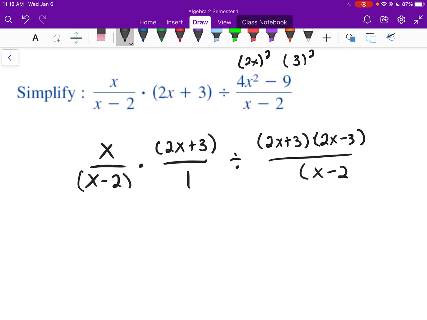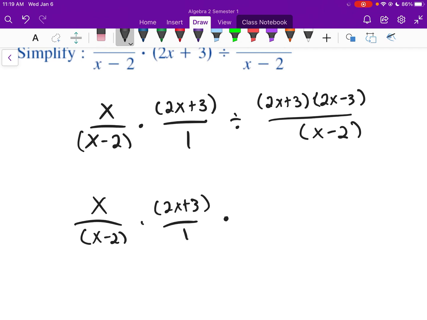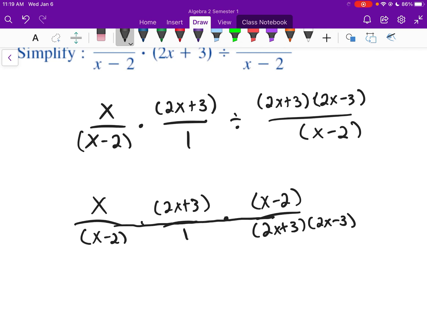So then at this point, okay, anytime I see division, I'm going to go to that following term. So the 2x plus 3, 2x minus 3 over x minus 2. And I'm going to flip it. So I'm going to have x over x minus 2 times 2x plus 3 over 1 times the reciprocal, which will be x minus 2 over that 2x plus 3, 2x minus 3. Now that we're in all terms of multiplying, I'm just going to make it all one big fraction.